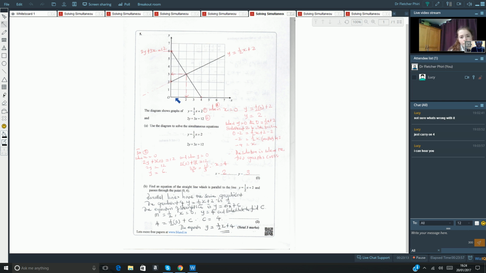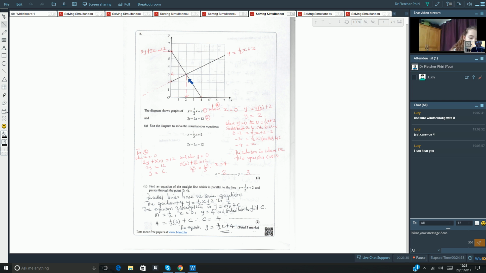The answer is where these two intersect. So what you need to do is work out which one is which graph. That's why what I tried to do is to find which graph belongs to this equation, and which graph belongs to this equation. So the graph for equation 1 is this one here.